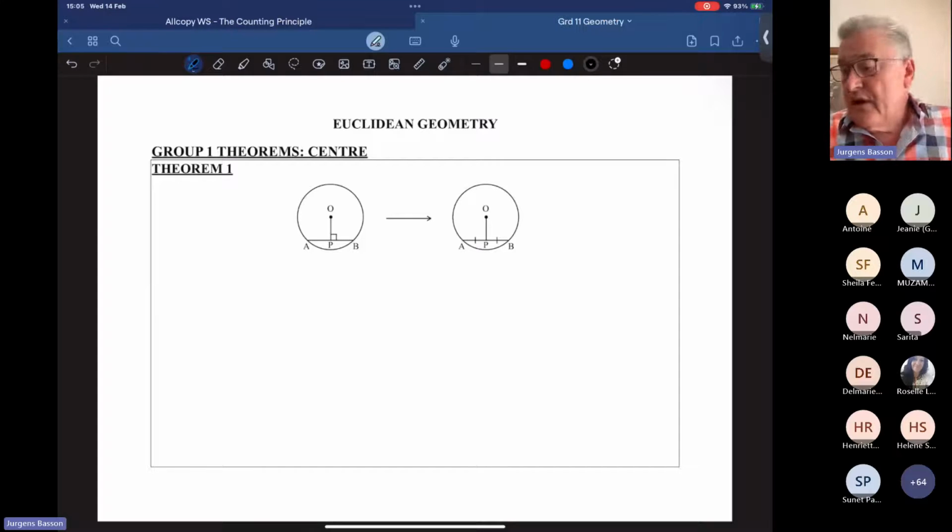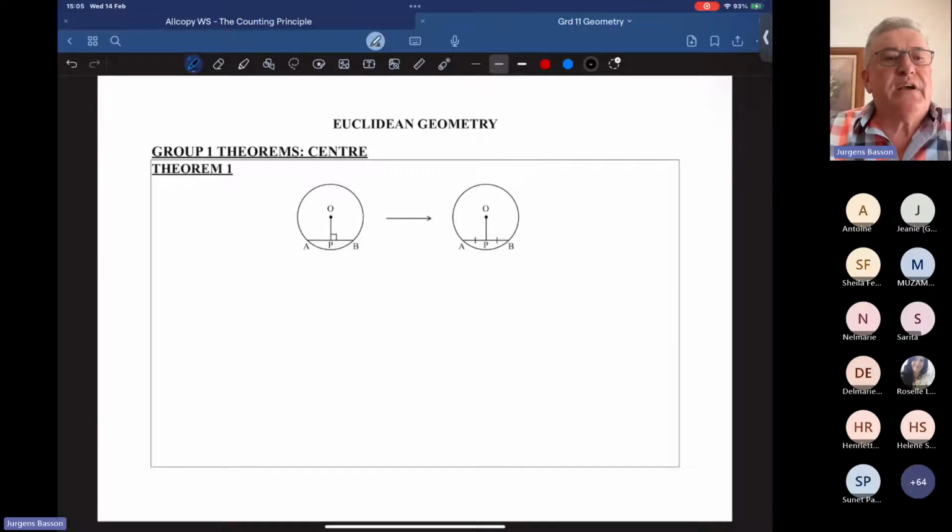So from a number of years ago, when I say a number of years, I'm referring to maybe 25 years ago, I started to present geometry slightly differently. And that is what I would like to share with you. This sort of approach is what we've put in the Neo Grade 11 book as well.